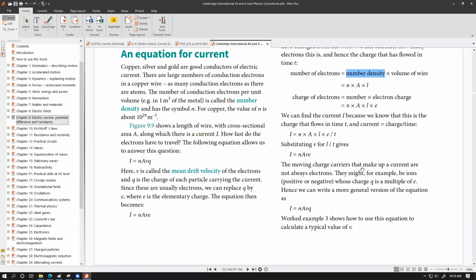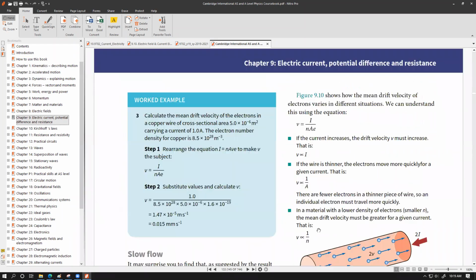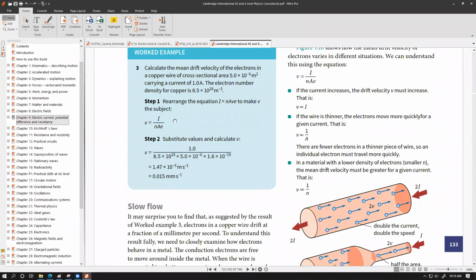The moving charge carriers that make up a current are not always electrons. They might, for example, be ions, positive or negative, which are charged as Q multiplied by v. Hence, we can write the more general version of the equation as I equals nAvQ. Worked example 3 shows how to use the equation and calculate a typical value of v. So we have an example over here. They have given us all the variables, so we can calculate the v value.